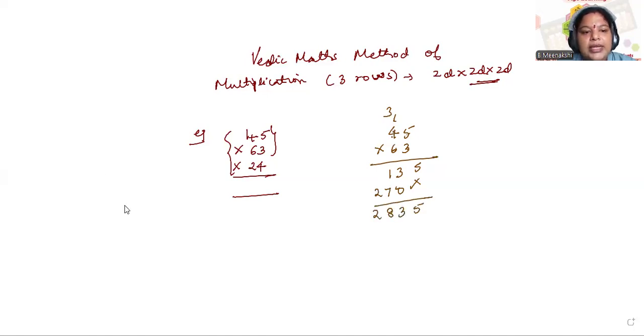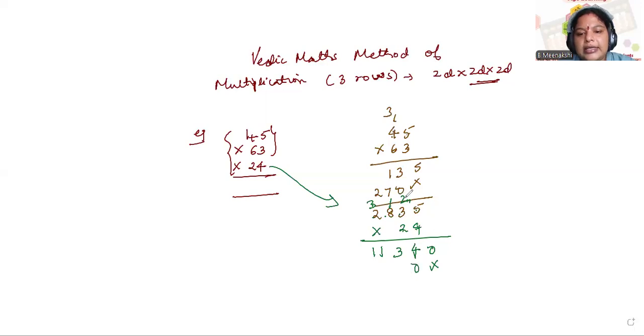Again, you will multiply this with 24. So, 4 5s are 20, 4 3s are 12, plus 2, 14, 4 8s are 32, plus 1, 33, 4 2s are 8, plus 3, 11. Now, 2 5s are 10.